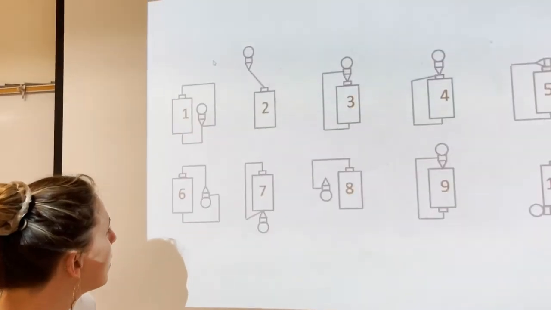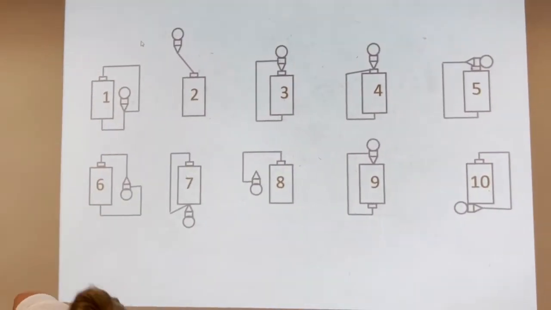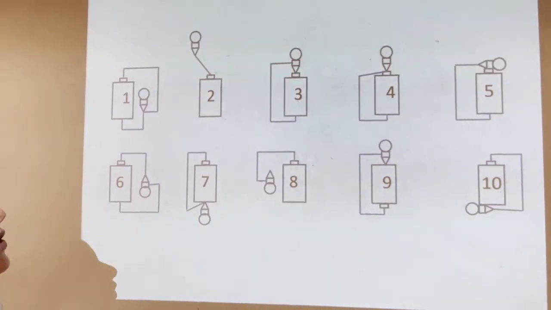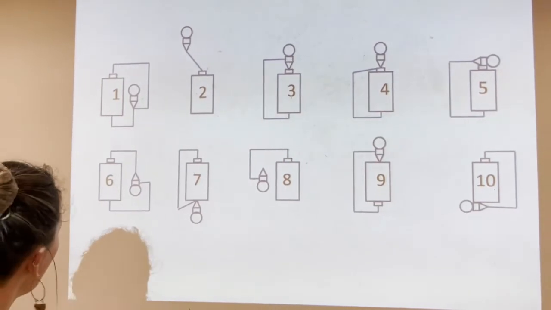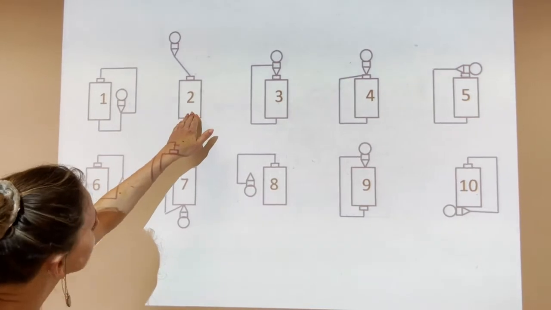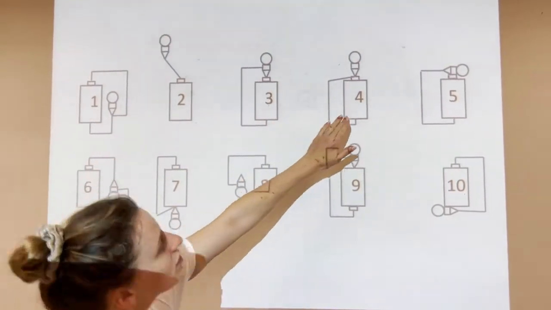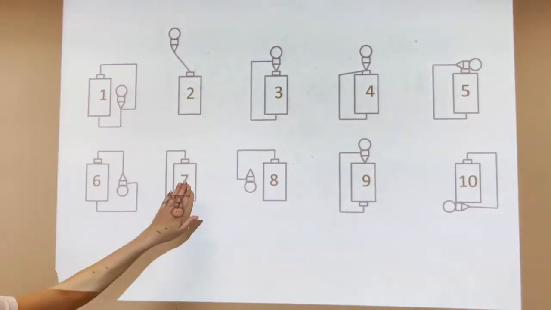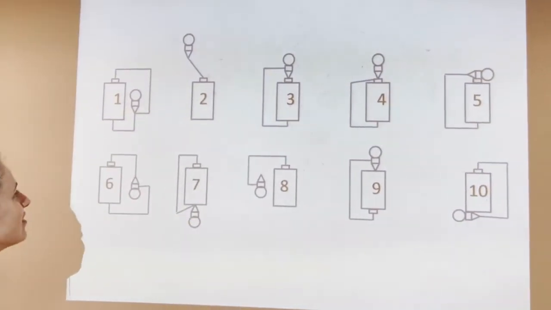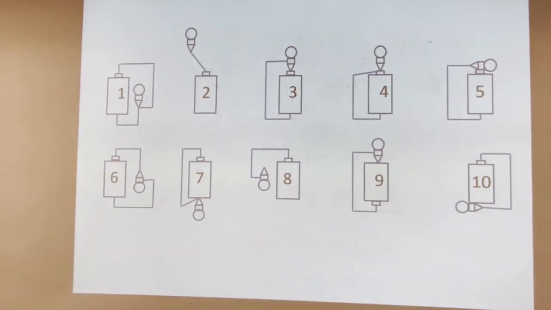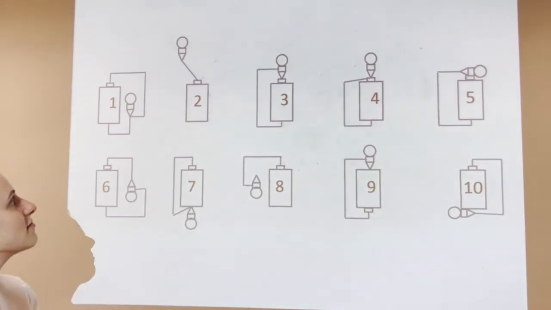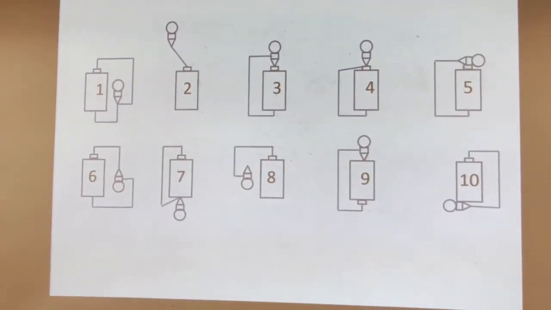And I want you to tell me if the bulb is going to light up, yes or no. So all you need to write is a yes or a no, or a Y or an N. Okay, 1, 2, yes or no, yes or no, yes or no. So pause this and go through, take a look at these, use what we've been talking about, and yes or no, will the bulb light?